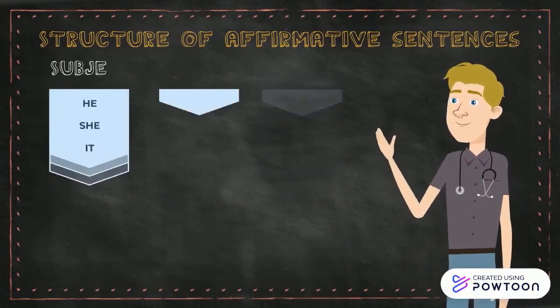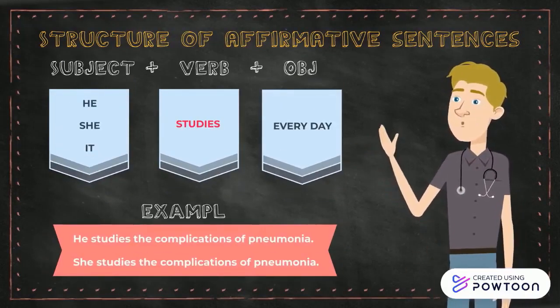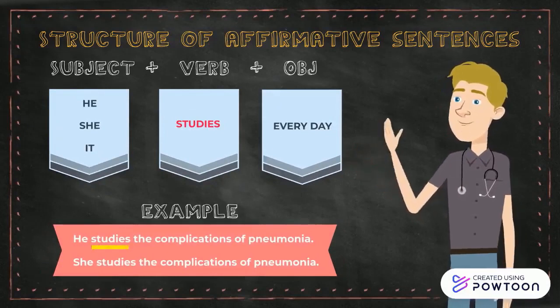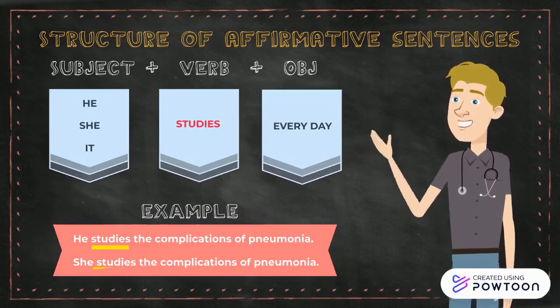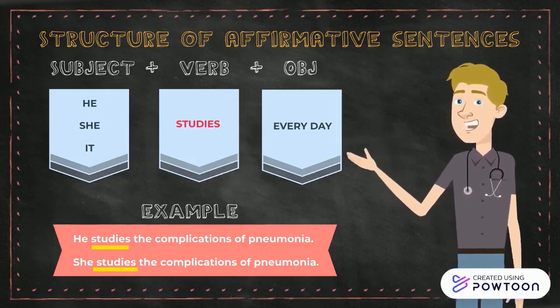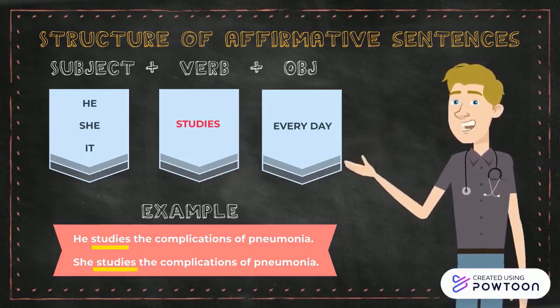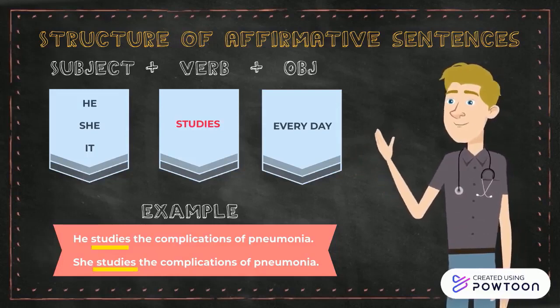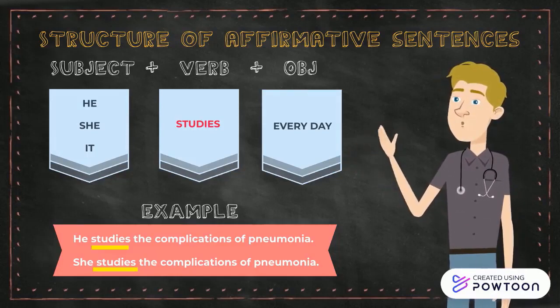Structure of affirmative sentences in the present simple tense. Subject plus verb plus object. Subject: he, she, it. Verb, example: studies. Object, example: every day. Example of sentences in present simple. He studies the complications of pneumonia. She studies the complications of pneumonia.